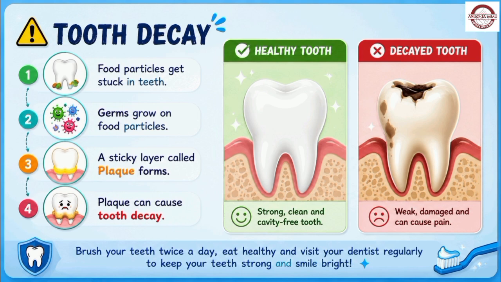Now we see what tooth decay is. When we eat, small bits of food get stuck in our teeth and gums. Germs grow very well in the food particles and make a sticky layer. This layer is called plaque. Plaque can rot or decay our teeth.